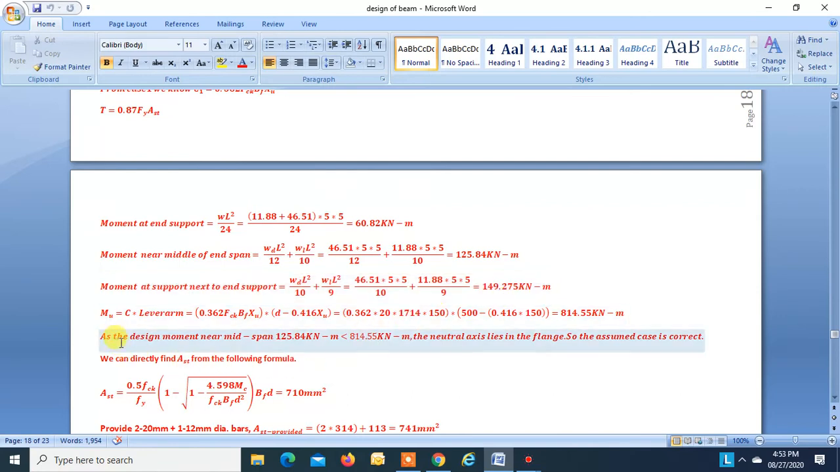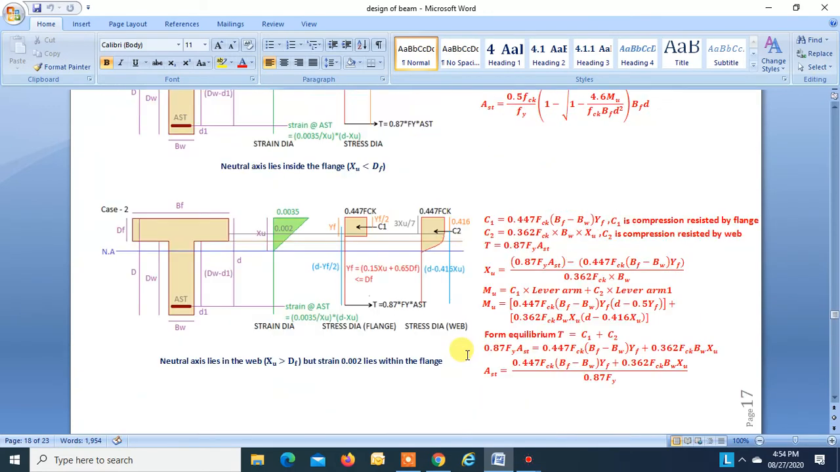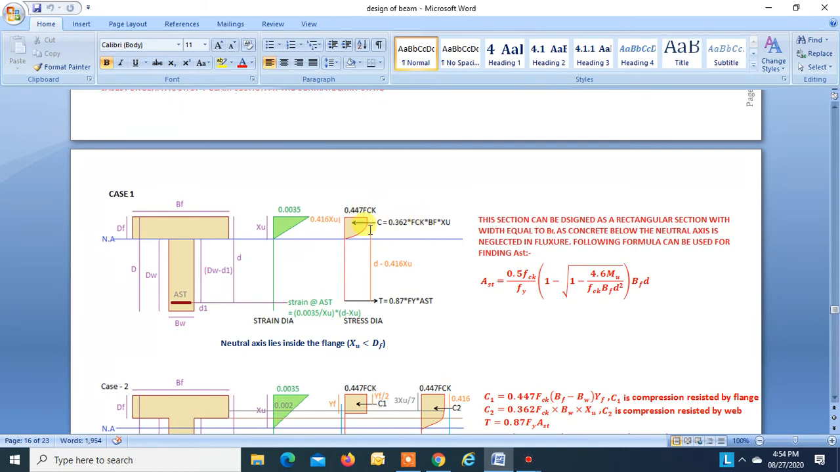So we know that first we will find the ultimate moment carrying capacity of the section when it is case 1, that is equal to C into lever arm, right? So we will find the ultimate moment carrying capacity of the section when the neutral axis is at the bottom of the flange, right?